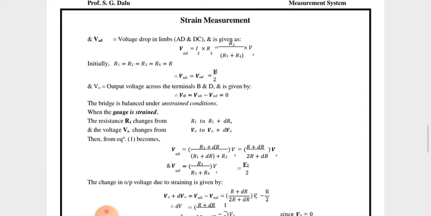Okay, so VAD equal to R3 upon R3 plus R4 into Vs. Why is it so? Because only one resistance is strained. Other resistances are not strained, they are fixed, that's why R3 upon R3 plus R4 into Vs, meaning Vs by 2. The change in output voltage due to the straining is given by VO plus DVO equal to VAB minus VAD equal to R plus DR upon 2R plus DR into Vs minus Vs by 2.